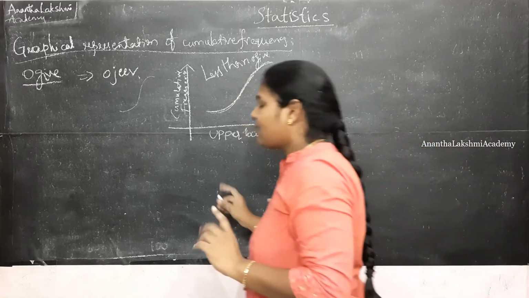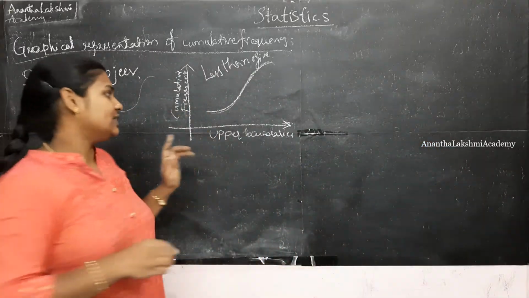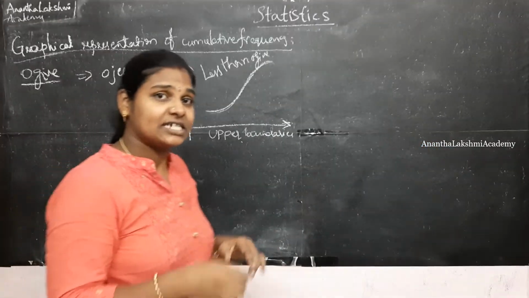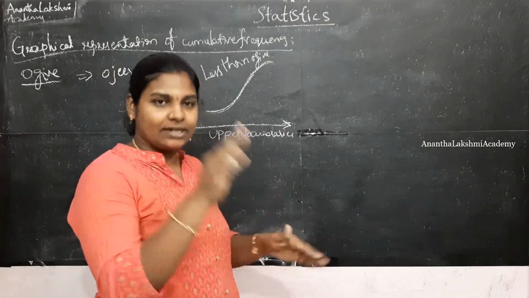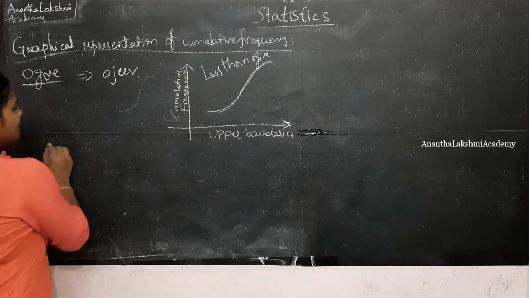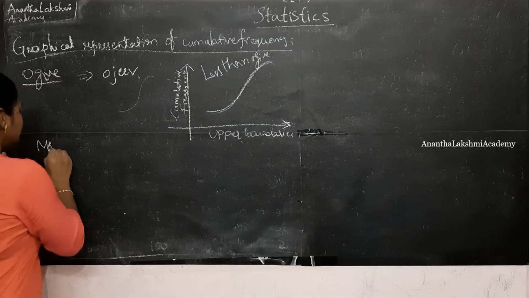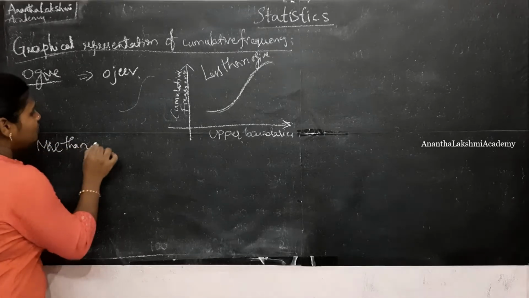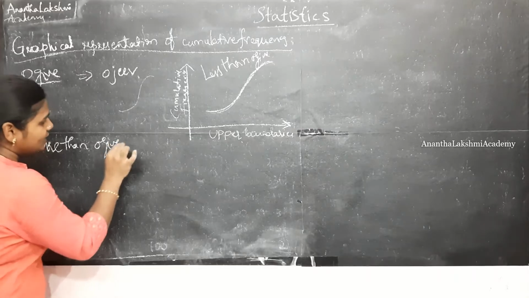Alright, then we have one more curve, the more than ogive. This is the reason I was stressing in statistics part 3 less than cumulative frequency and more than cumulative frequency. So this is about the more than ogive. Now we are going to learn about the more than ogive. How is the graph for this?